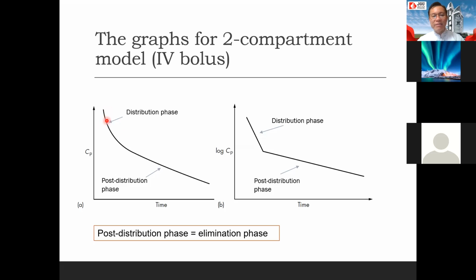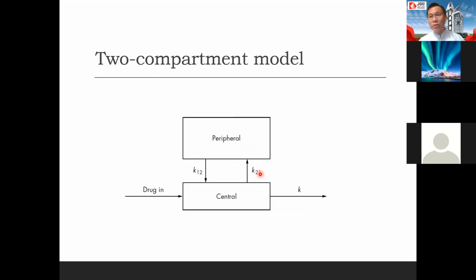In this phase, there is distribution to the peripheral, to the tissue. But at the same time, there is also elimination going on. So here it is a mix between distribution and elimination. Now, when the drug is distributed, it reaches equilibrium: from the central it goes to the peripheral, and from the peripheral it goes back to the central.